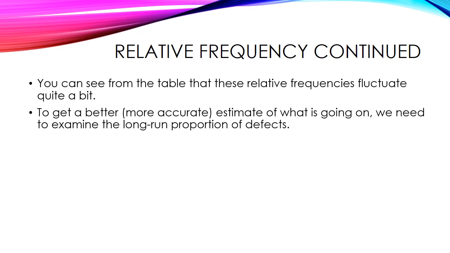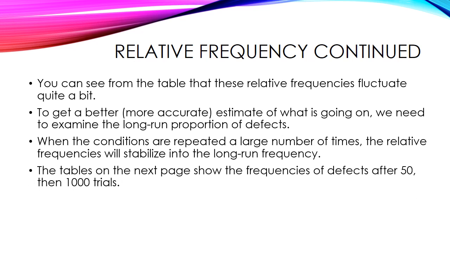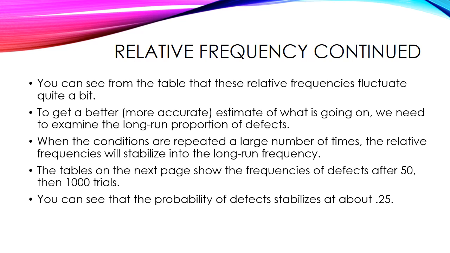To get a better, more accurate estimate, we need to examine these things over the long run. We need to not just do 2 or 3 or 5 or 10 or even 20. We need to take a lot of samples and see what's going on, and that will give us a much better and much more accurate estimate. When the conditions are repeated a large number of times, the relative frequencies will stop fluctuating so much and will stabilize into what's called the long-run frequency. The tables on the next page show the frequencies of defects after 50 trials and then 1,000. You should notice that over time, you don't see that line going up and down as much, and it flattens out at a certain number. In fact, it stabilizes at about 0.25.